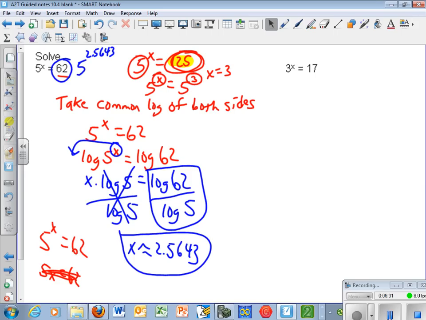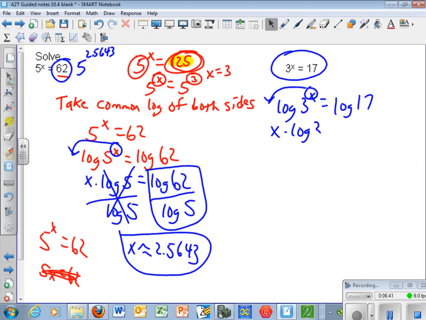So if we do the next example here, we're going to do the log of 3 to the x equals the log of 17. That x, using the property, comes down in front and is multiplied by the log of 3. Well, now I'm going to divide by the log of 3. Log of 3 is just going to be a number, but I'm just going to use my calculator here at the end. Now I take the calculator and take the log of 17, and I divide by the log of 3.